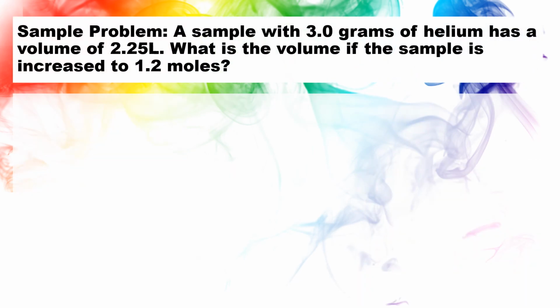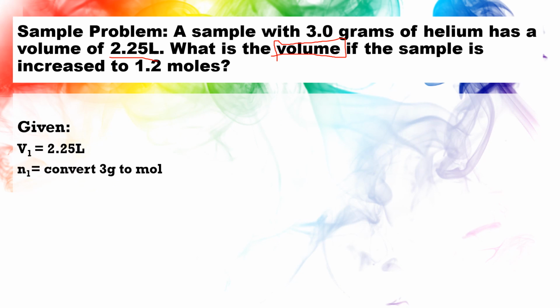So let's try to solve this problem. A sample with 3 grams of helium has a volume of 2.25 liters. What is the volume if the sample is increased to 1.2 moles? So the unknown here is the final volume. We write the given values. Our initial volume is 2.25 liters. Our initial number of moles, as you can observe, is expressed in grams. There are 3 grams of helium.